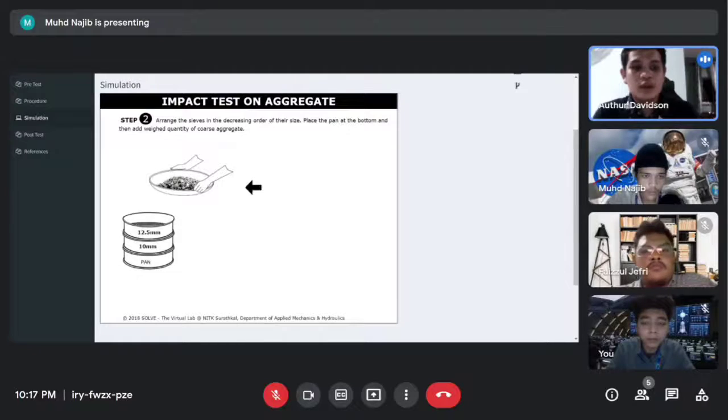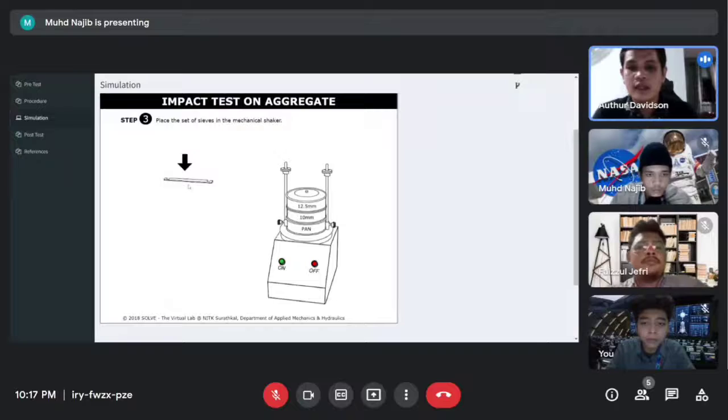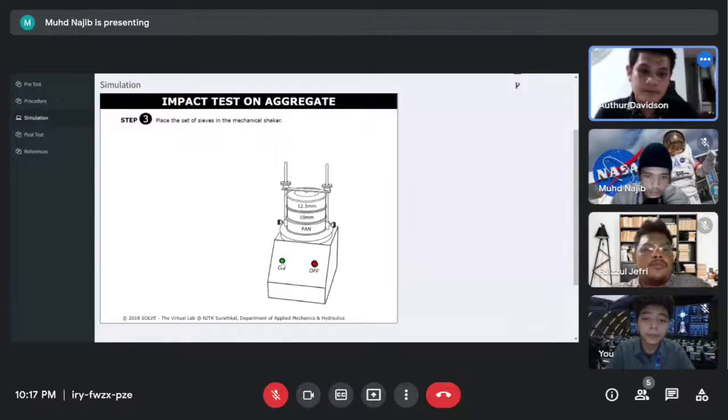And then we put the coarse aggregate on the sieve. And then the third step is to sieve the aggregate and obtain the portion passing 14 mm and retained on 10 mm sieve. Obtain aggregate enough for 3 samples. Here is the visual. We sieve the coarse aggregate on the sieve machine.